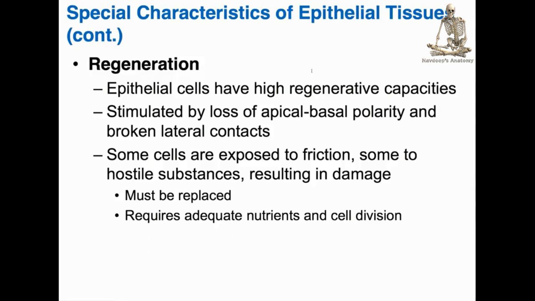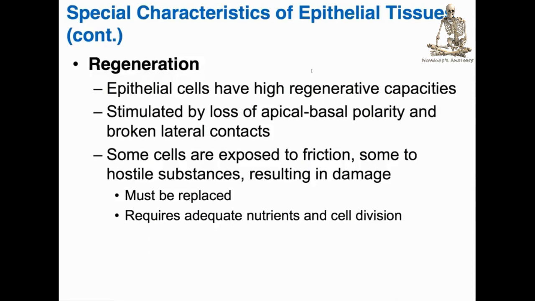And some cells are exposed to friction and some to hostile substances, resulting in damage, as we talked about in the case of the skin or the respiratory system or the digestive lining of the stomach. These are exposed to friction also, and hostile substances, and to acid or hydrochloric acid also. So all these cells must be replaced, and this requires adequate nutrients and cell division.